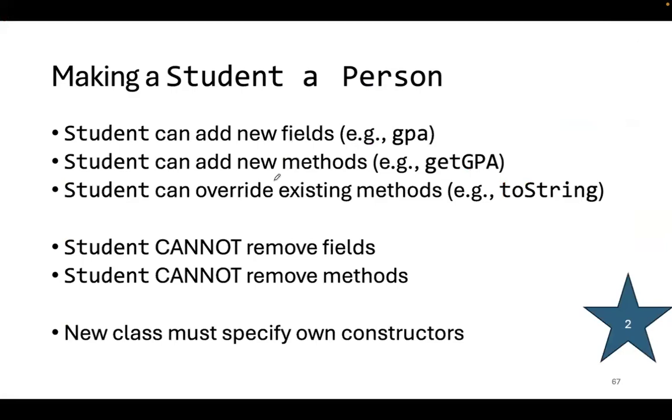Do we have anything interesting to say about this? Yes, I do. Now that Student extends Person, we don't need to type all that code anymore. We don't need to say private String name, private int age. We don't need to say that because the things get inherited. The fields and methods that were in Person get inherited into Student.